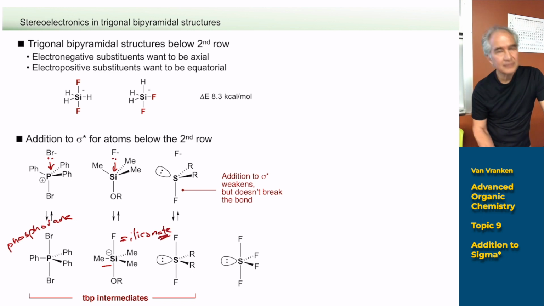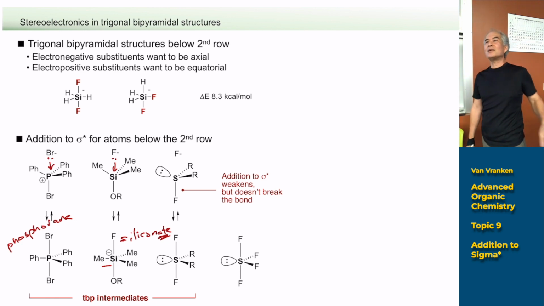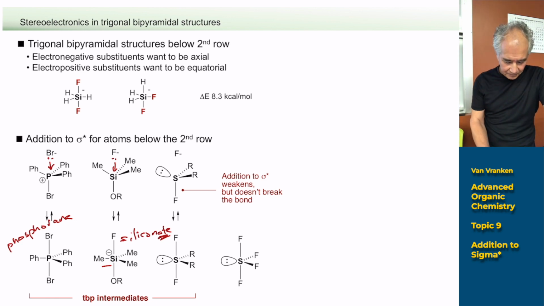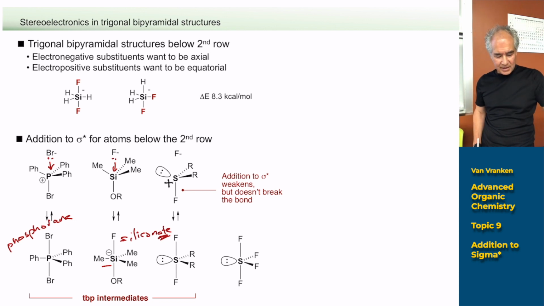Notice that minus sign? That tells you it's negative on silicon, and it tells you the bonds to silicon are nucleophilic. And then sulfur, same idea. If you have a sulfonium ion, oh my gosh, I'm missing a positive charge. Let me fix that. There should be a positive charge over here on sulfur, just like there was on that phosphonium.